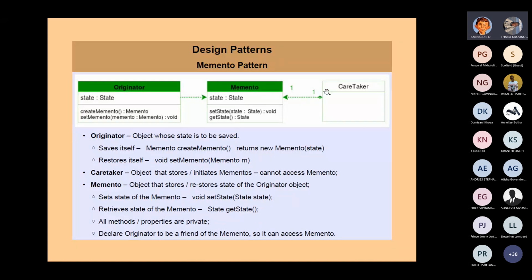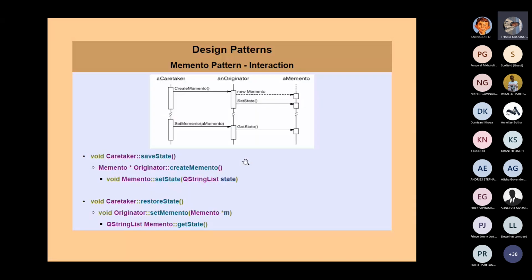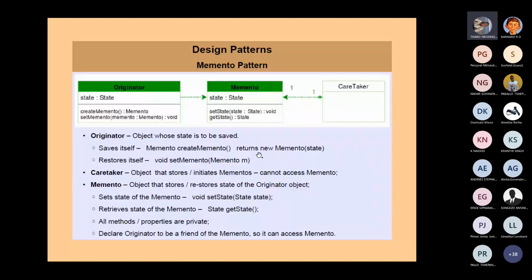And that is, again, how encapsulation is preserved. Okay, then. So going through more or less the same stuff again. The originator is the object whose state is to be saved. And the originator saves itself. It calls its create memento method and returns a new memento. And then it also restores itself. It uses a set memento method, which sets the memento.